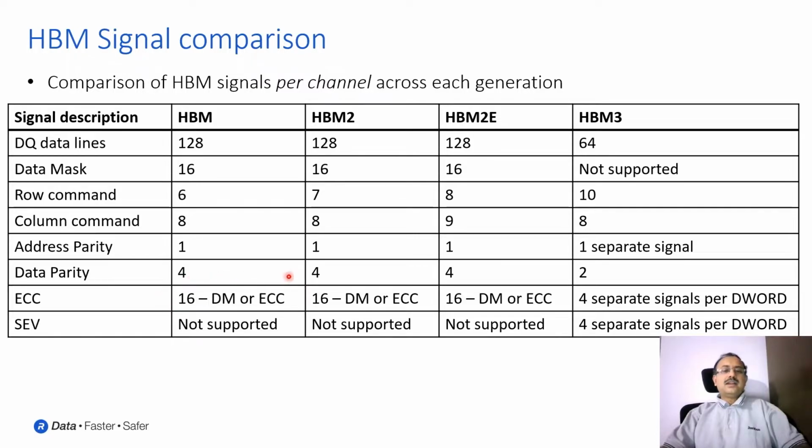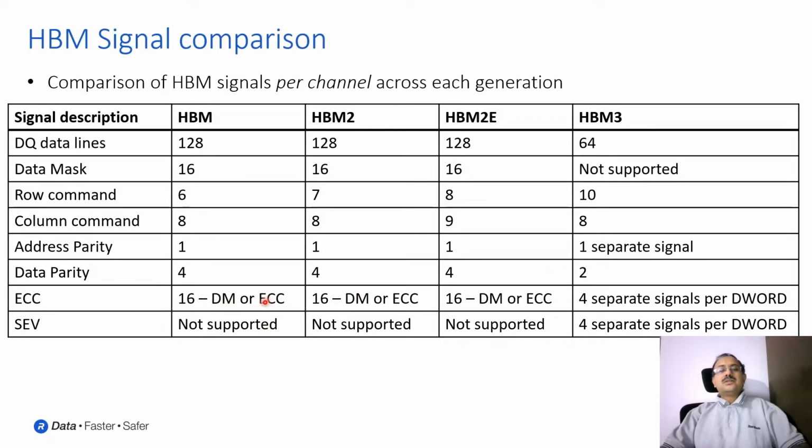The data parity lines are now decreasing in HBM3 per channel, but they are the same if we consider 1 per D word. So the idea behind parity is that in case there is an even parity and any parity is missed due to a link error or a breakage in the links, then immediately the DRAM will signal that.